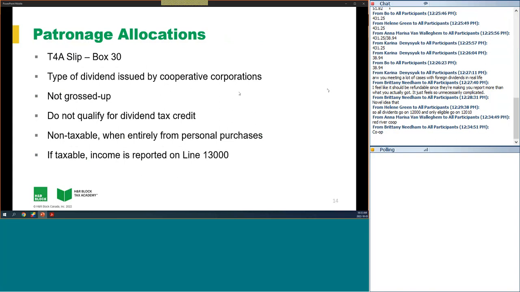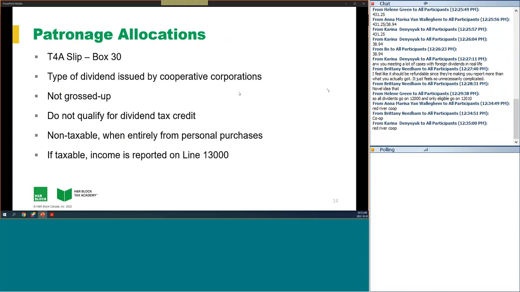So these are places where in order to shop at the store or to get the services of the store, you actually have to become an owner. You have to buy into the company a little bit. And then what happens is you get the benefit and you get a discount. What you'll get from that is what's called a T4A slip, a box 30. It's patronage allocations. All you need to know about that is you have a number on that slip in box 30. You have to decide if it's taxable or not taxable.